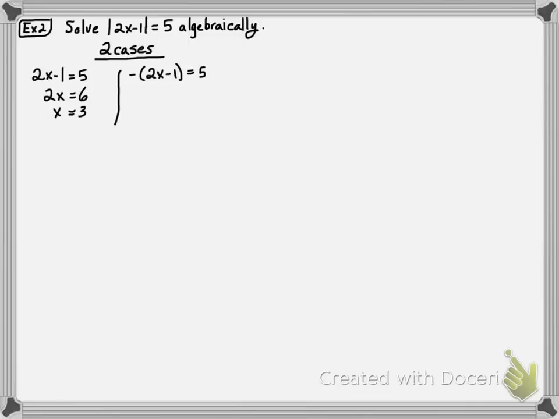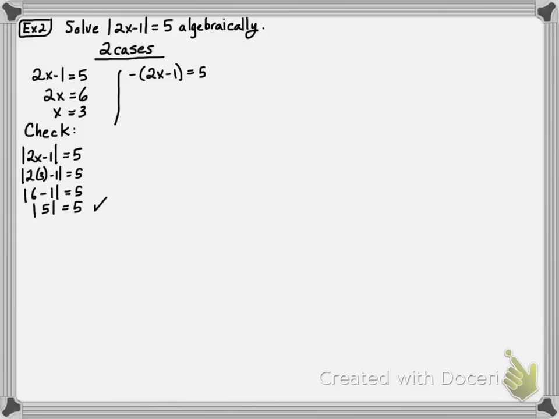Now, that means that 2x is equal to 6, and x equals 3. We can check it by substituting it back into |2x - 1| = 5. This means that 2 times 3 is 6, minus 1 is 5. The absolute value of 5 is 5.